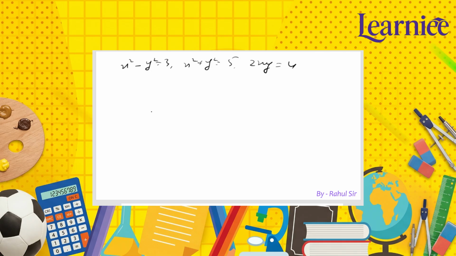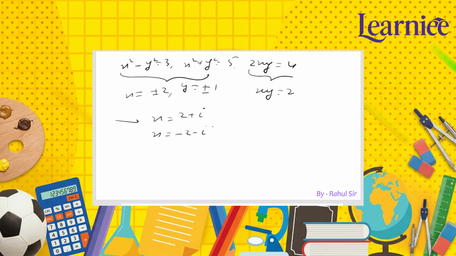We got 2xy is 4. Now you observe, what does it mean? This is the critical condition. Using this we have x as plus minus 2 and y as plus minus 1. But using this we have xy is equal to 2. That means the right hand side is positive. So either both x and y are positive or both are negative. So the only possibility is both positive, that is 2 plus i, or we have x is equal to minus 2 minus i. Got it? That is, it has only 2 roots.